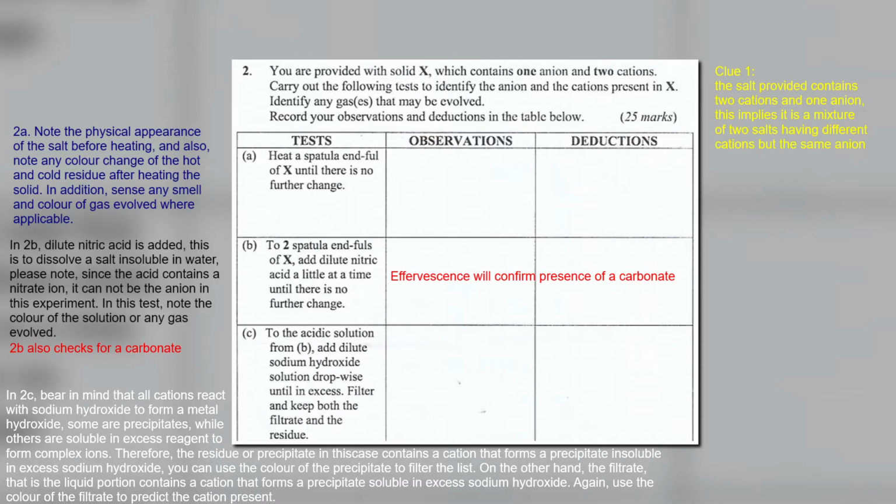We will go through step by step. Clue 1. The salt X provided contains 2 cations and 1 anion. This implies it is a mixture of 2 salts having different cations but the same anion.